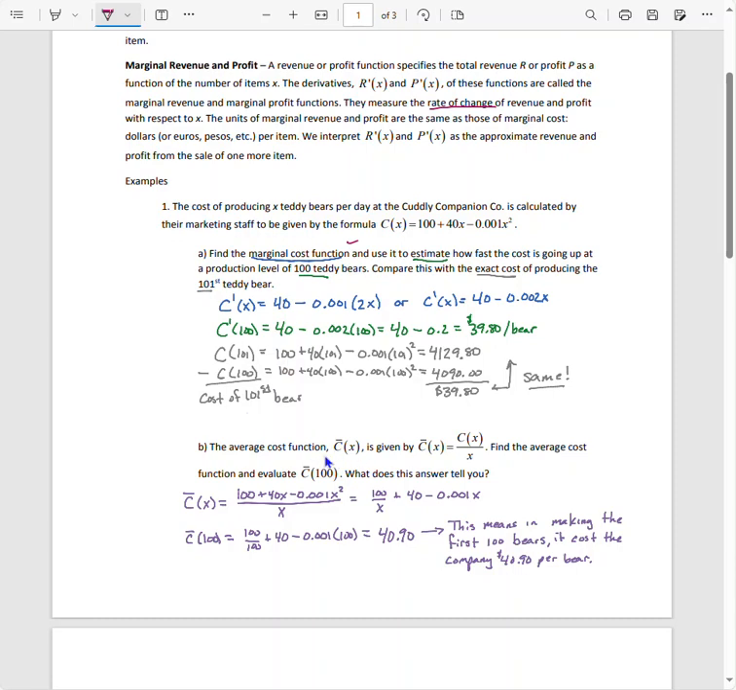Okay, now the average cost function, this is important. This is something you will absolutely need to know.